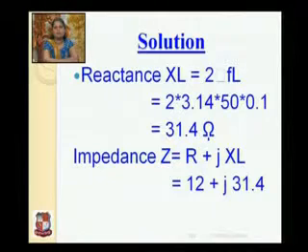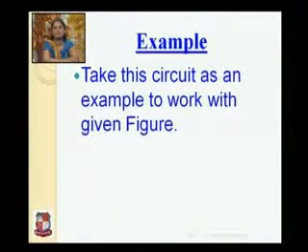The equation of reactance is known to you: XL is equal to 2 pi FL. Frequency is 50 hertz, inductance is 100 millihenry, so your reactance is 31.4 ohm. Now the equation of impedance is also known to you, which is equal to R plus jXL. The value of resistance is given, the value of XL is known. So Z is equal to 12, which is your resistance, plus j31.4, which is your reactance. So the reactance of the circuit is 31.4 ohm and the impedance of the circuit is 12 plus j31.4.